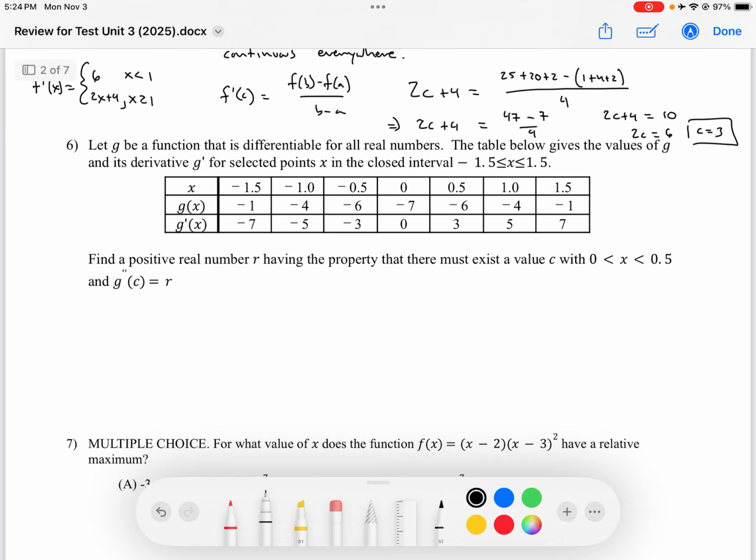Let g be a function that is differentiable for all real numbers. The table below gives the values of g and its derivative g prime for selected points x in this closed interval. Find a positive real number r having the property that there must exist a value c with 0 less than c less than 0.5 and g double prime of c equals r. I have to think about this for a second.